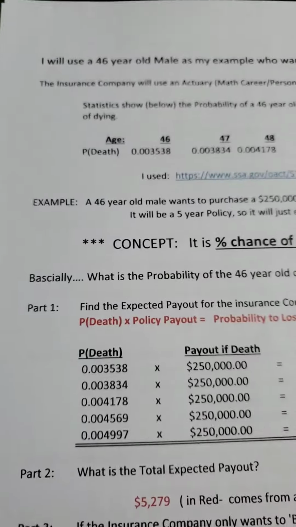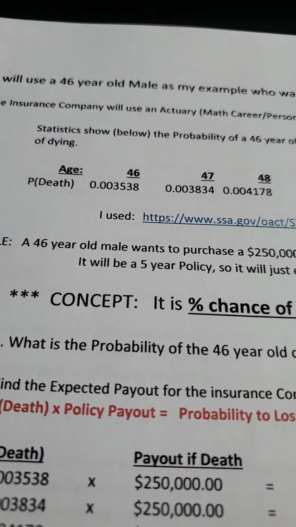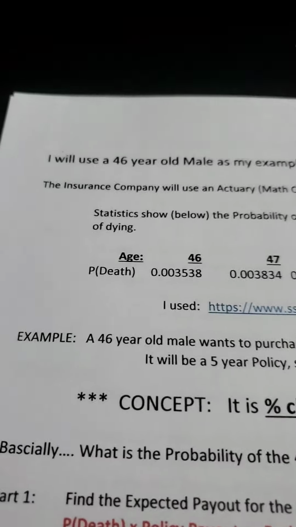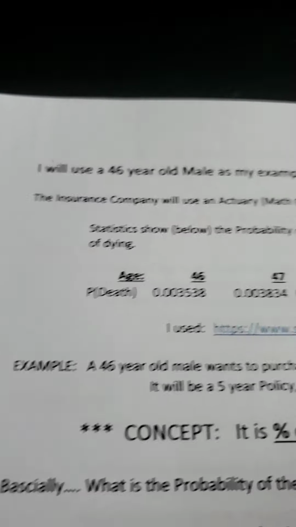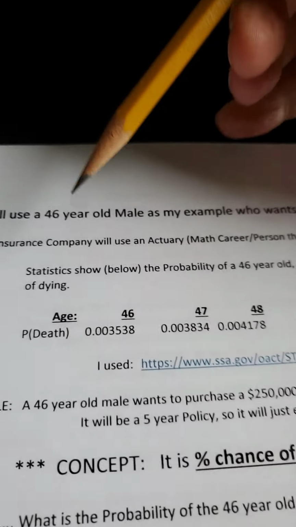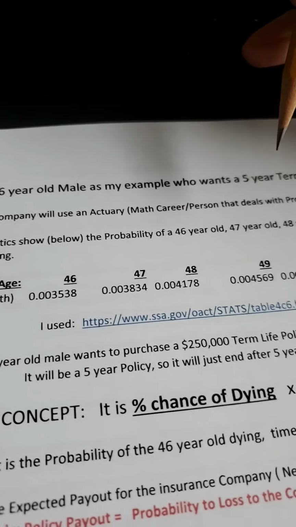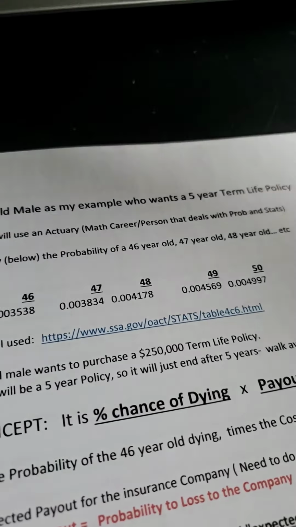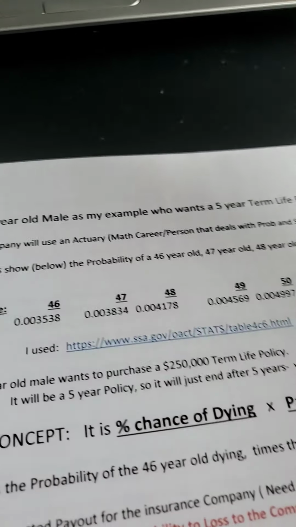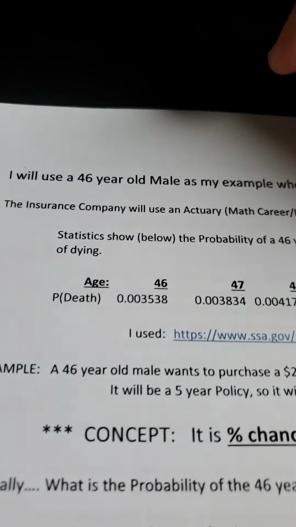Okay, page 2 is basically an example of how term life policies are calculated using probability and statistics. The example I'm going to use is for a 46-year-old male, and we're only going to do a 5-year term life. Like I said, typically they're 10 or so, but they do offer 5-year ones.